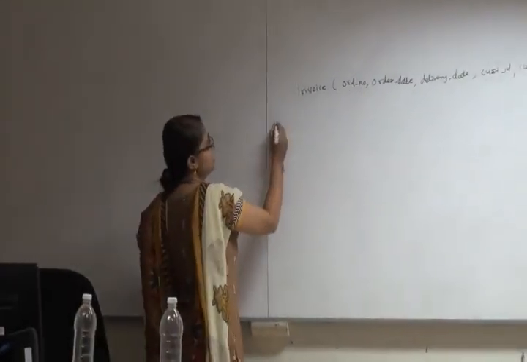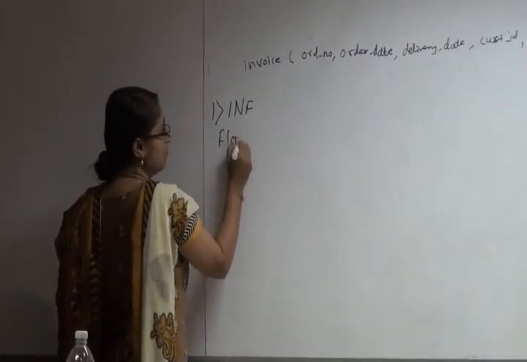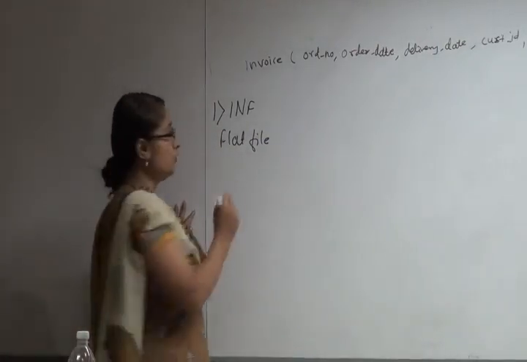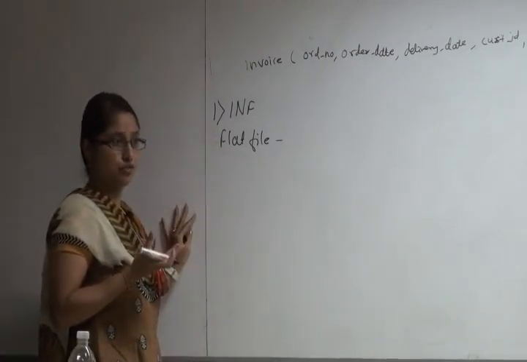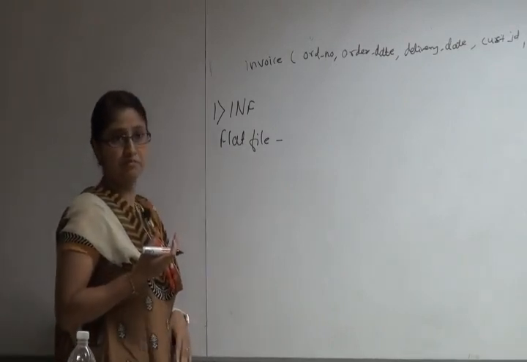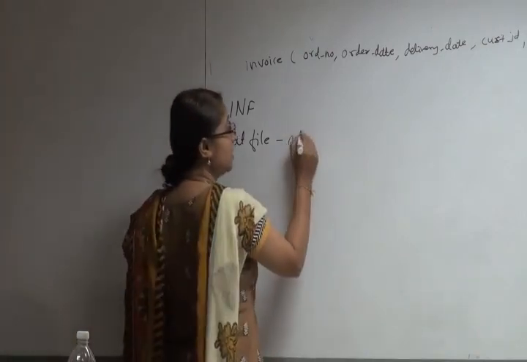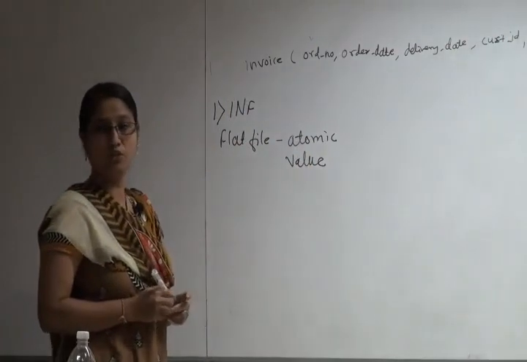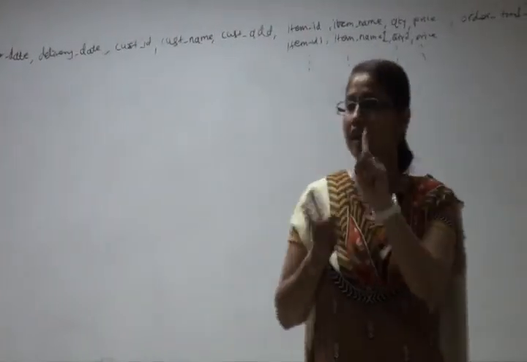So let's see first normal form, right? It is saying flat. What is meant by flat? What are we going to think about in the first normal form? It is basically looking for structural stability. Okay, structural stability, right? What is it expecting? Atomic value.